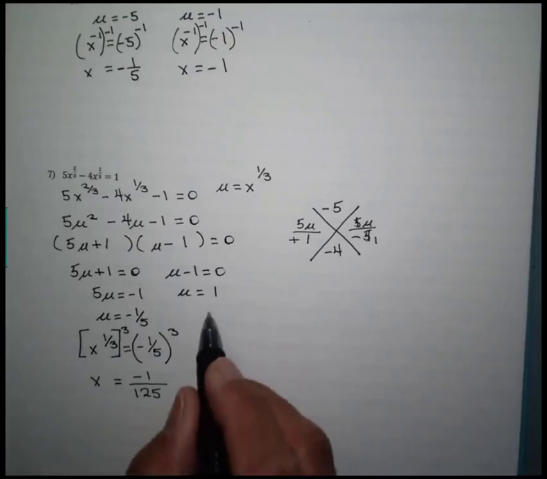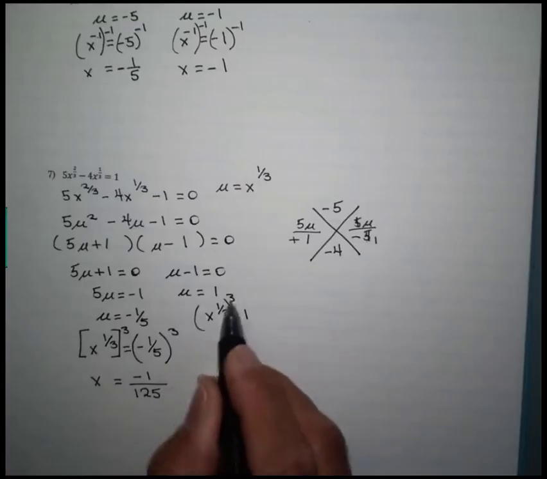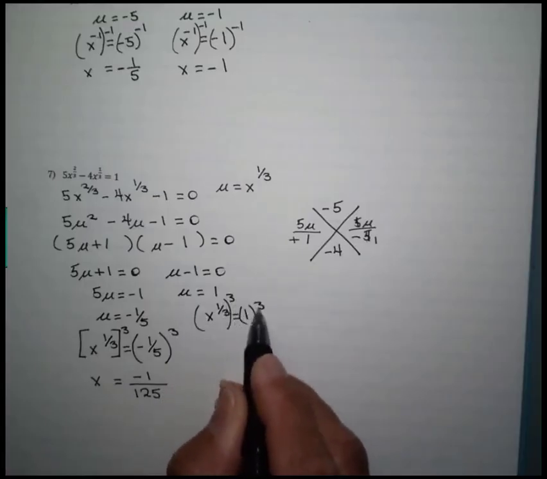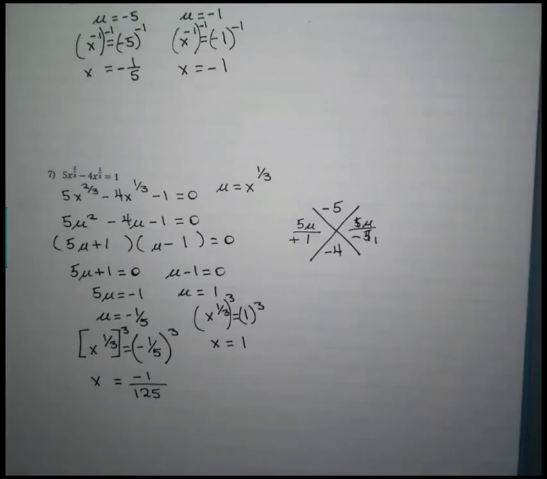Let's try this next one. We said x to the 1/3 is equal to 1 because u was equal to 1. We raise this to the power of 3, and then we also come over here and raise this to the power of 3, and we have x is equal to, well, really just 1. So I have two solutions, and they're not too complicated.